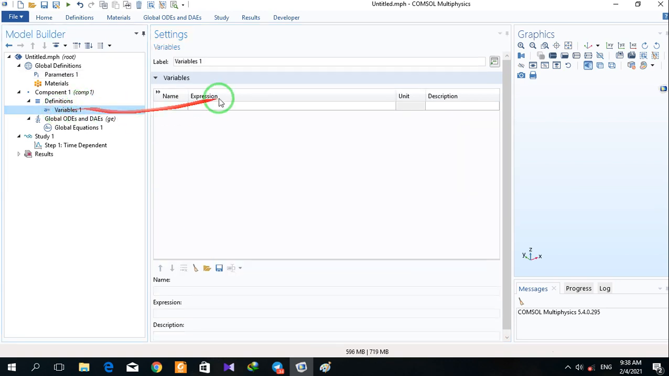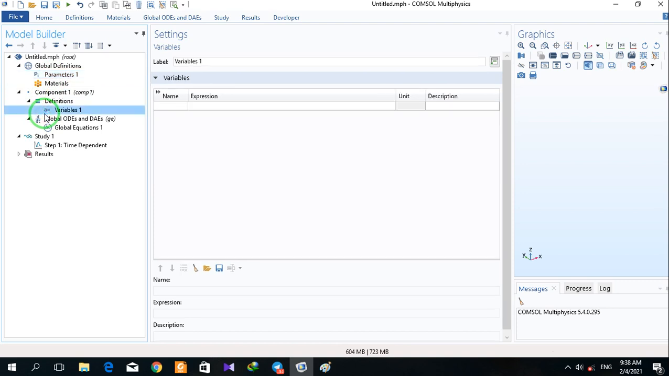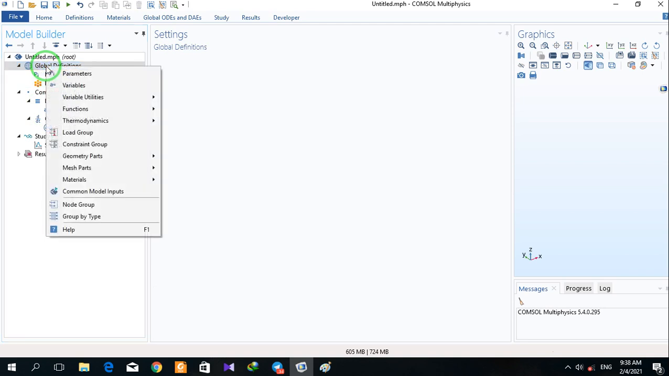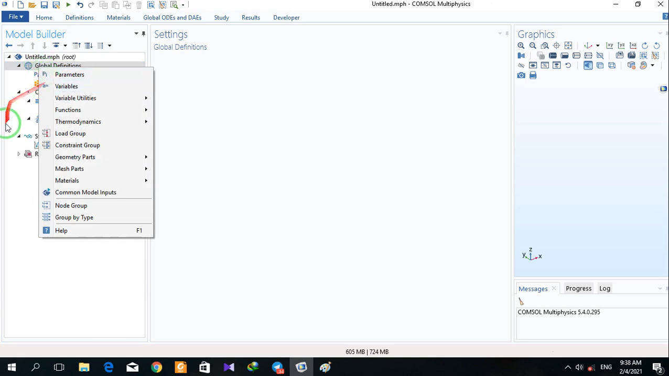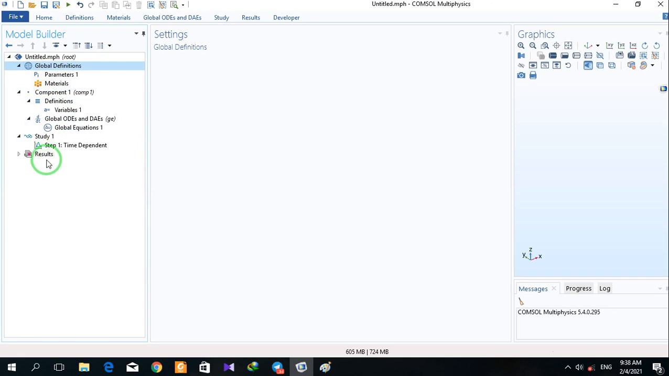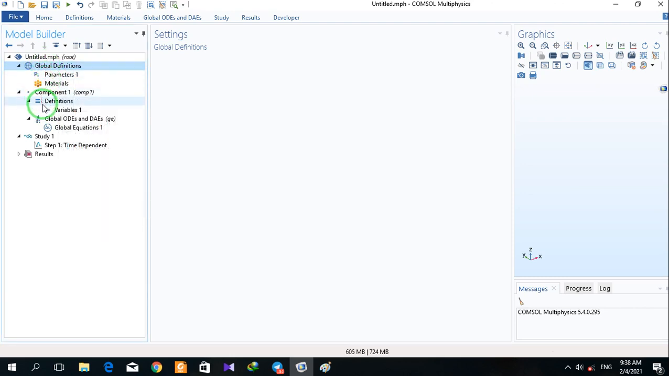But in this section, you put the things that are changing. Parameters means the things that are constant. In this section, the things that are changing. Another point: if you right-click on global definitions, because I saw some people, maybe you, use this variable section for defining. If you are working with this component, it is much better to define your variable in this part, not in this section. Parameters are constants everywhere in the simulation, because in more complex simulations we may have multiple components, and so we must separate these parts from each other.